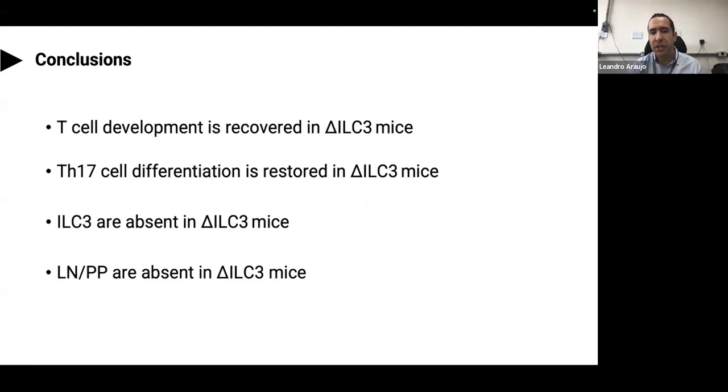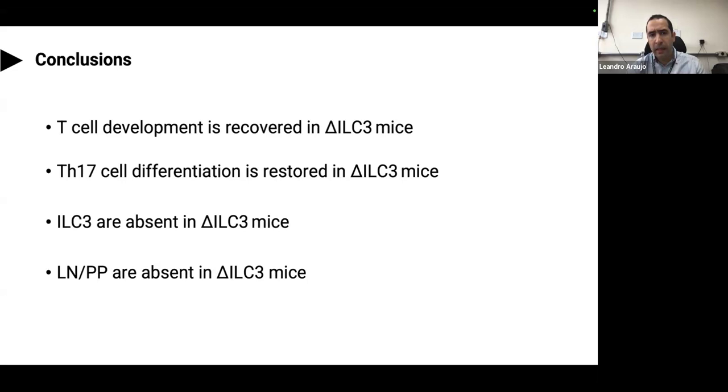Th17 cell differentiation is restored in the delta ILC3 mice. ILC3s are absent in delta ILC3 mice, but the most difficult part, as I told you before, is that when you deplete ROR gamma, you lose the lymphoid tissue inducer cells. So these mice don't have lymph nodes. They don't have lymph nodes, as in the wild type, because they lost all the ILC3s, even the lymphoid tissue inducers.